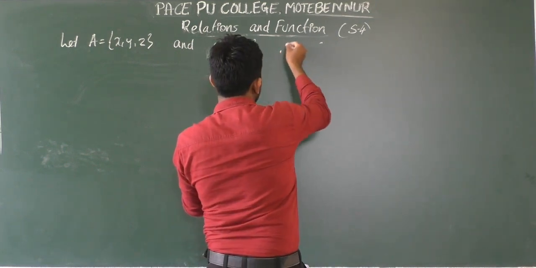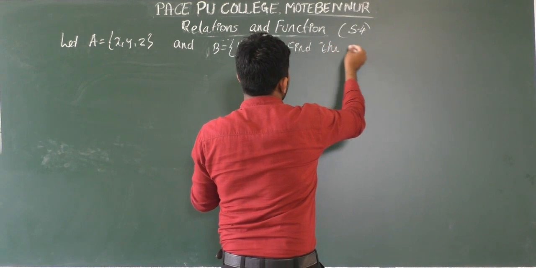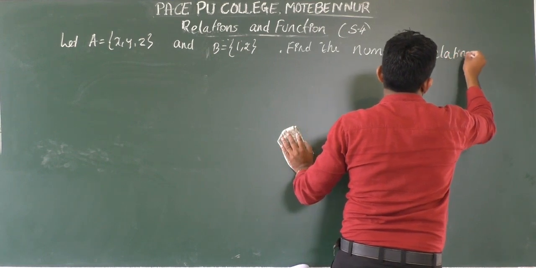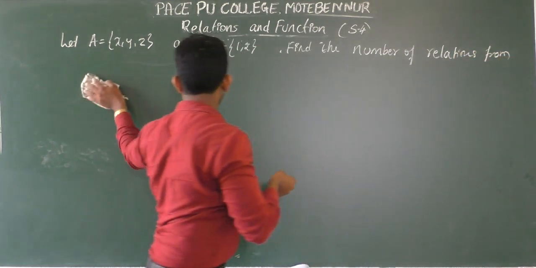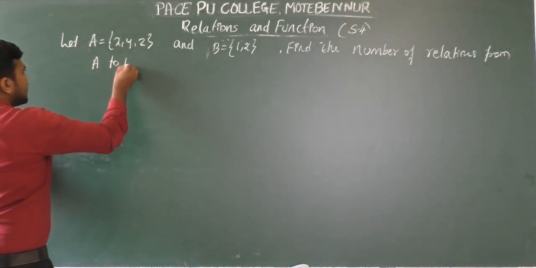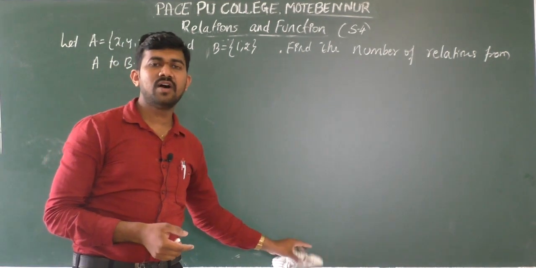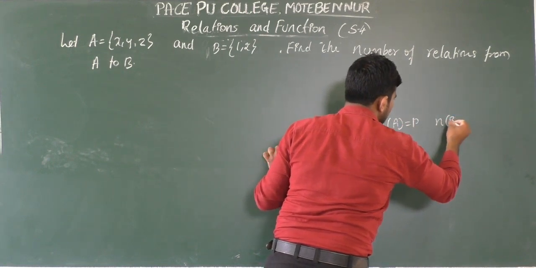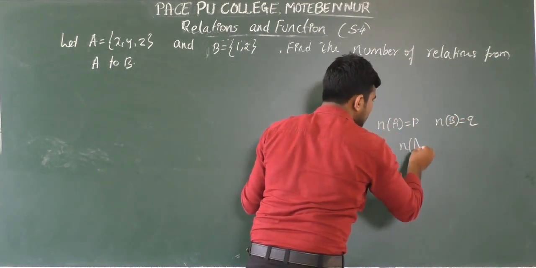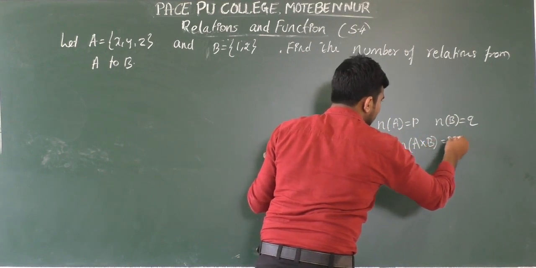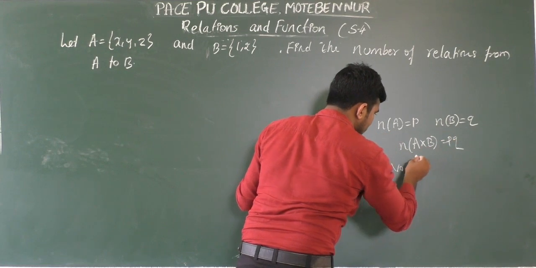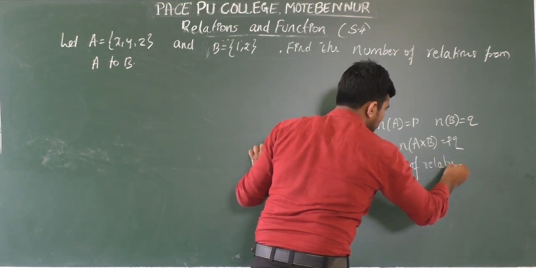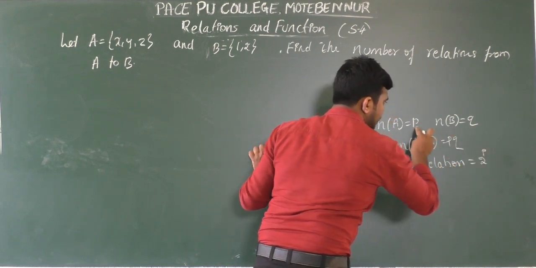Find the number of relations from A to B. This was already told previously. If you have P elements in A and Q elements in B, then the number of elements in the Cartesian product is P into Q. The total number of possible relations is 2 to the power P into Q.